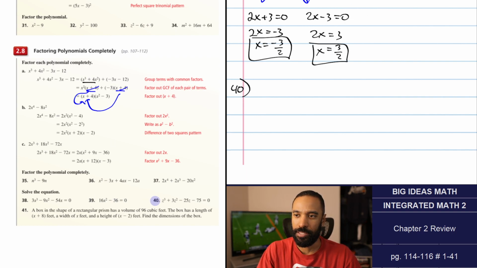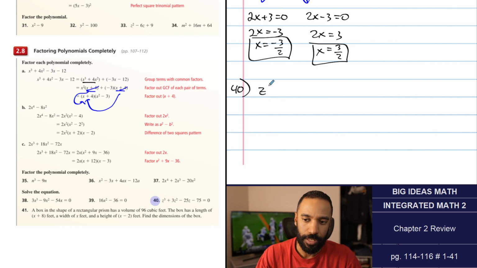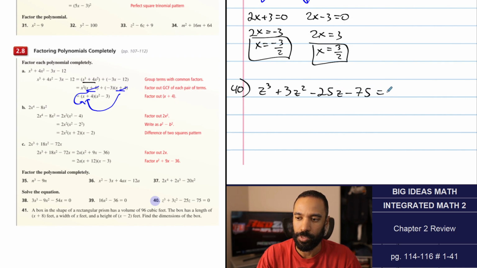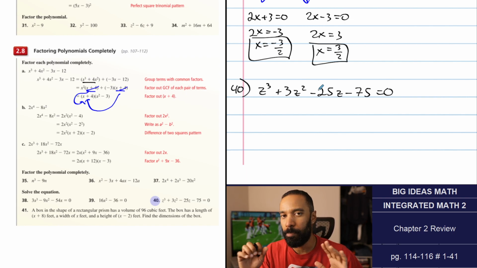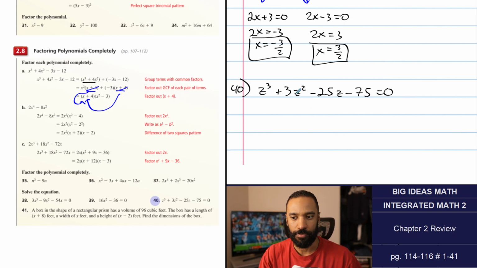All right, number 40, z cubed plus 3z squared minus 25z minus 75 equals 0. No GCFs for all of the terms, but because it's the 4-term set, this is factorable by grouping.